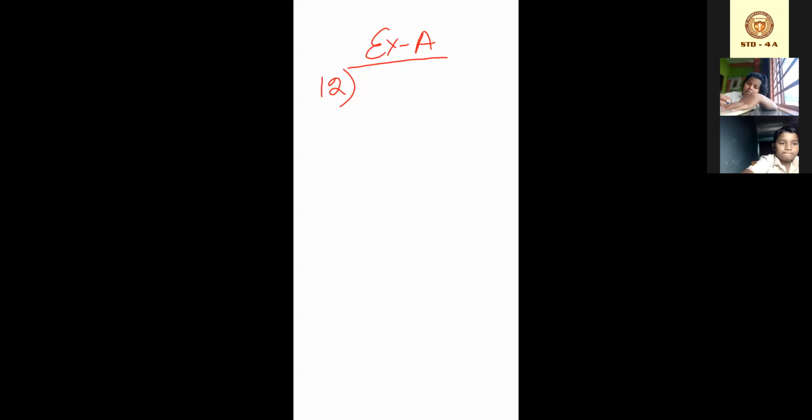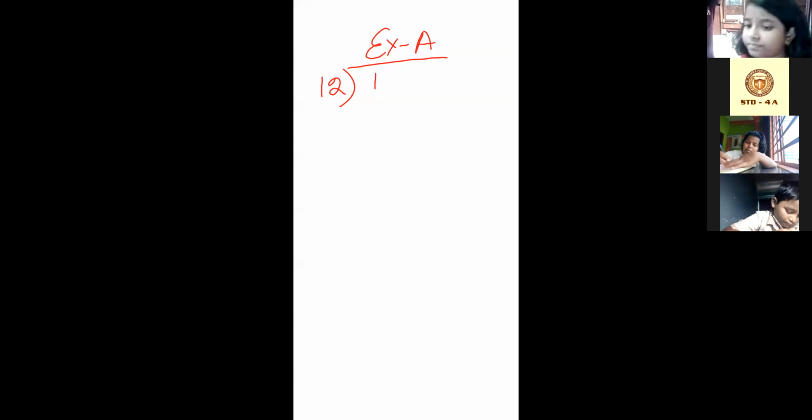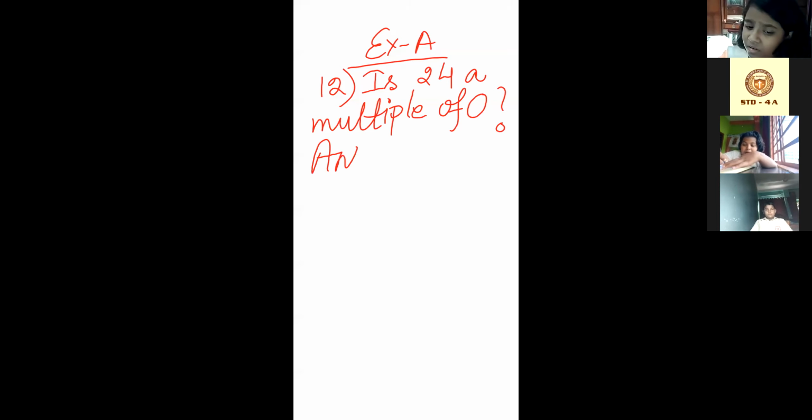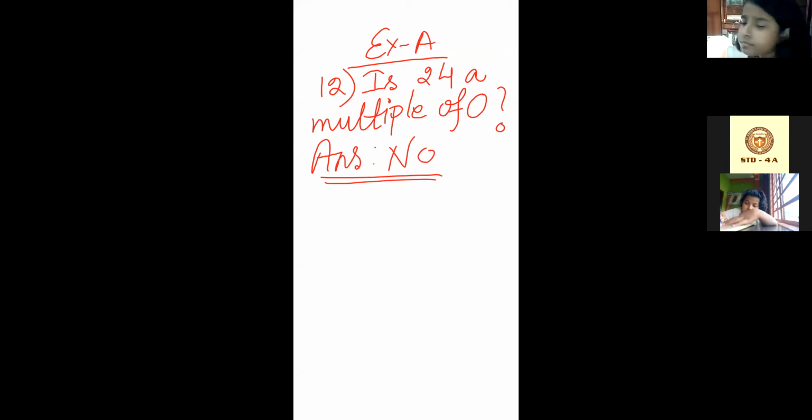In the question, is 12 a multiple of 0? Not 12, 24. Is 24 a multiple of 0? The answer will be no. Why no? Usually multiple of 0 means no.